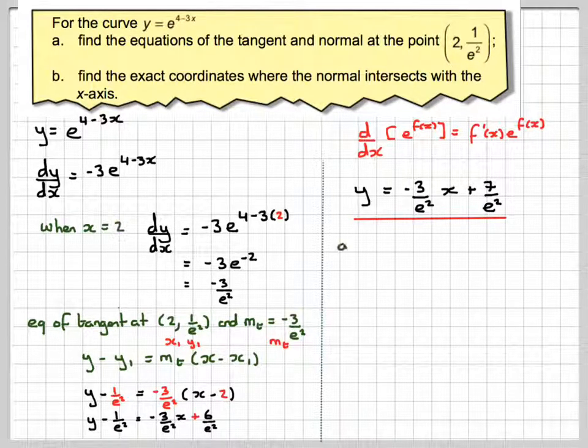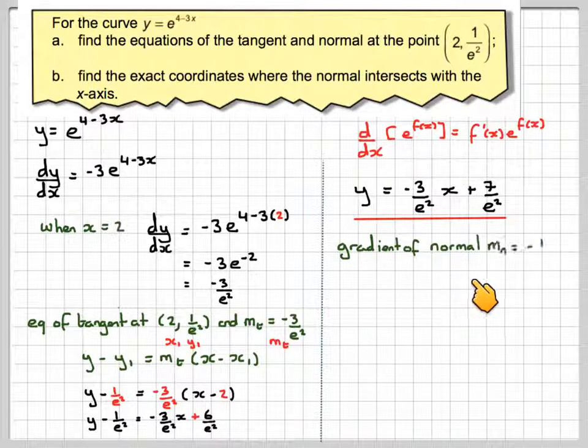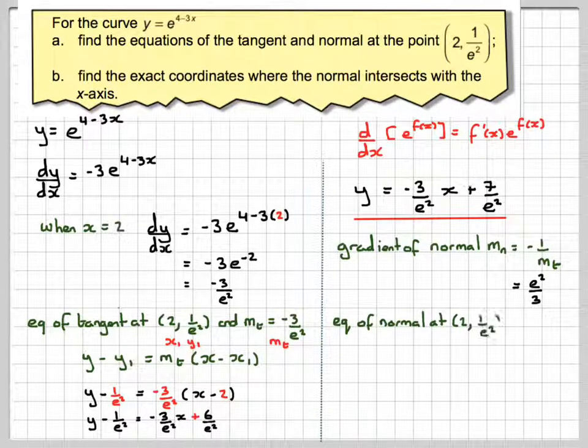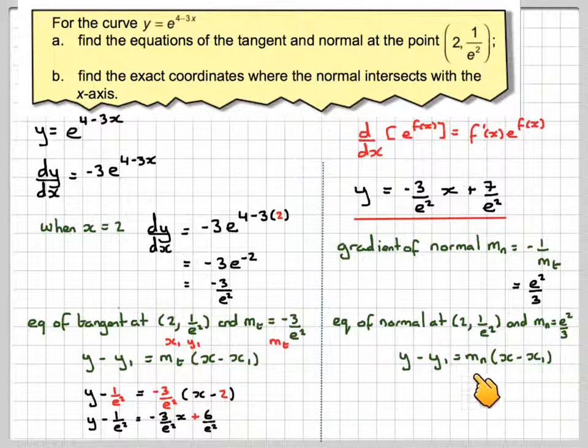The gradient of the normal, mn, is minus 1 over mt. So we're going to take the reciprocal of this one and remove the minus sign. So it's going to be e squared over 3. To find the equation of the normal at (2, 1 over e squared), where mn is e squared over 3, we use y minus y1 is equal to mn times (x minus x1). So this is x1, this is y1, this is mn.